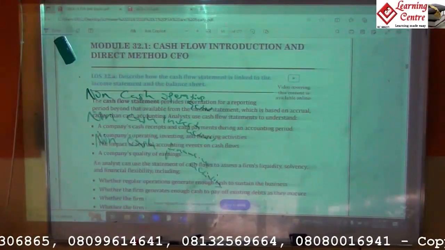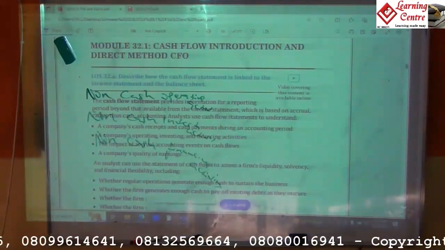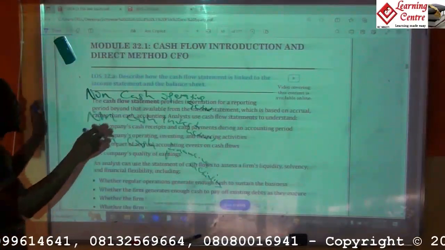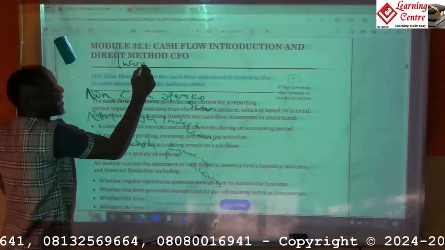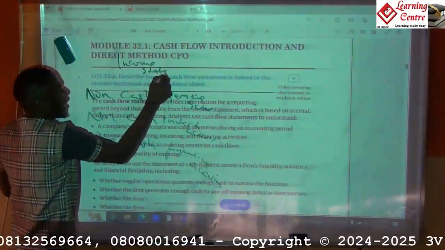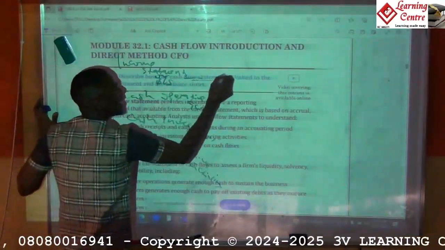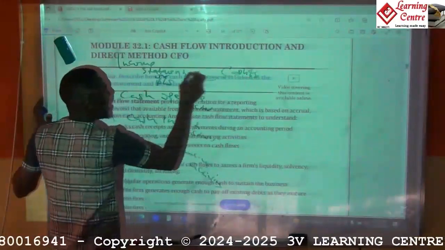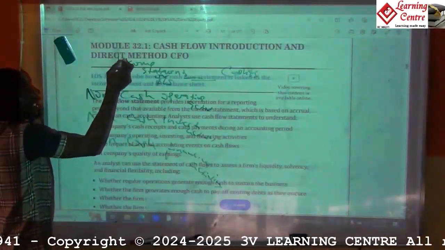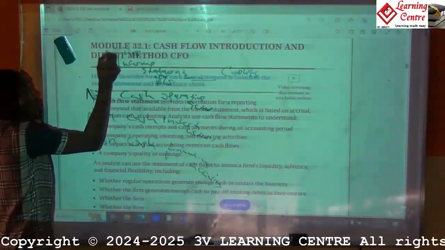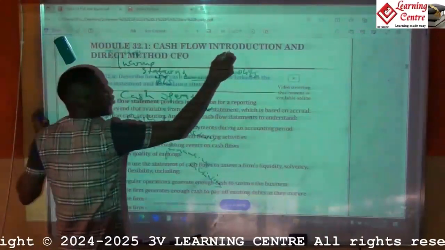Let me give you a shortcut for cash flow. Whatever you are doing in your income statement or balance sheet, you do the opposite in your cash flow. Let's say for instance, in your income statement, depreciation, you subtract it. When you get to your cash flow, you go and add it back.